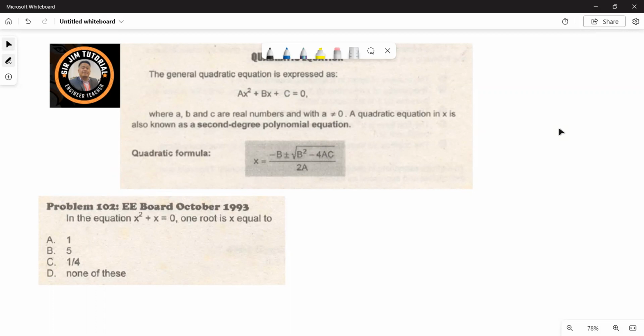Okay, so now I'm going to talk about quadratic equations. If your equation cannot be solved by factoring, then you use the quadratic formula. But first, let us have a review of simple factoring.